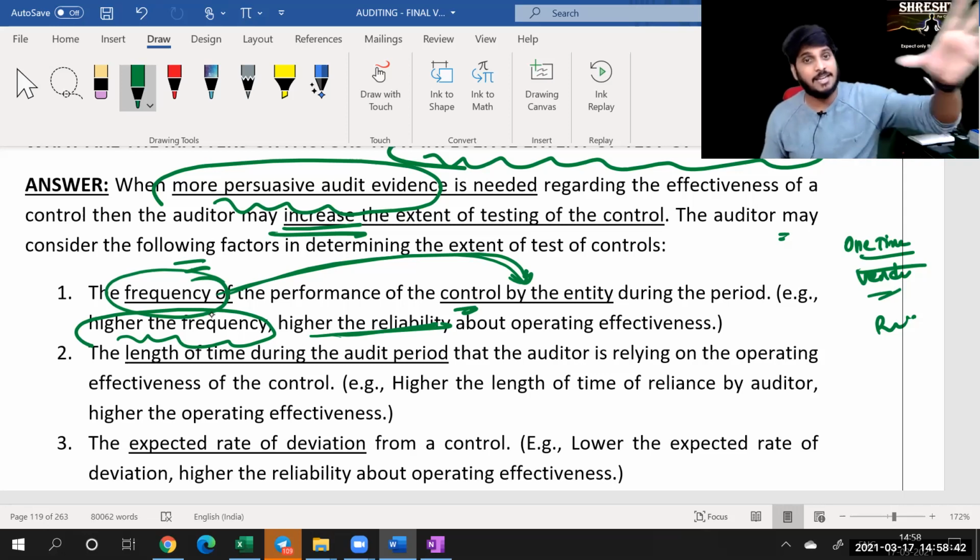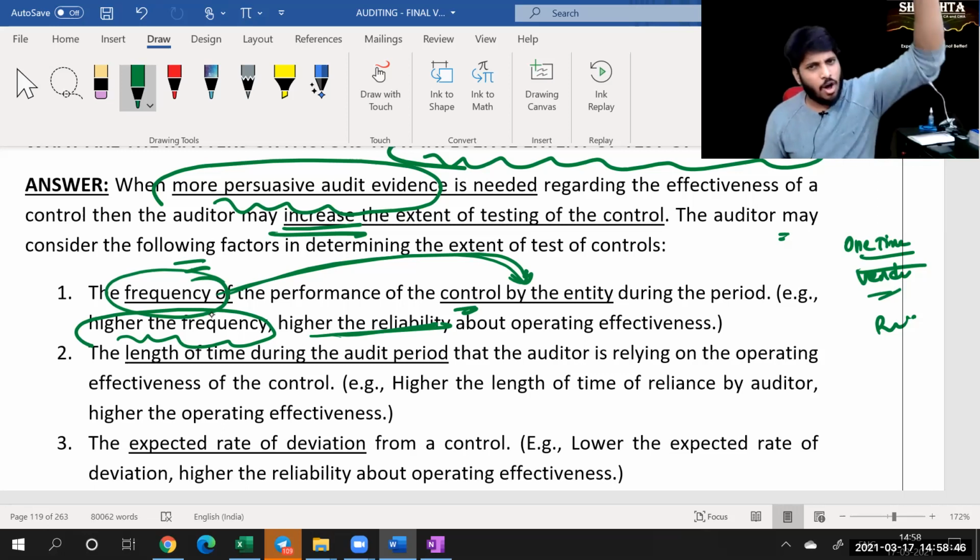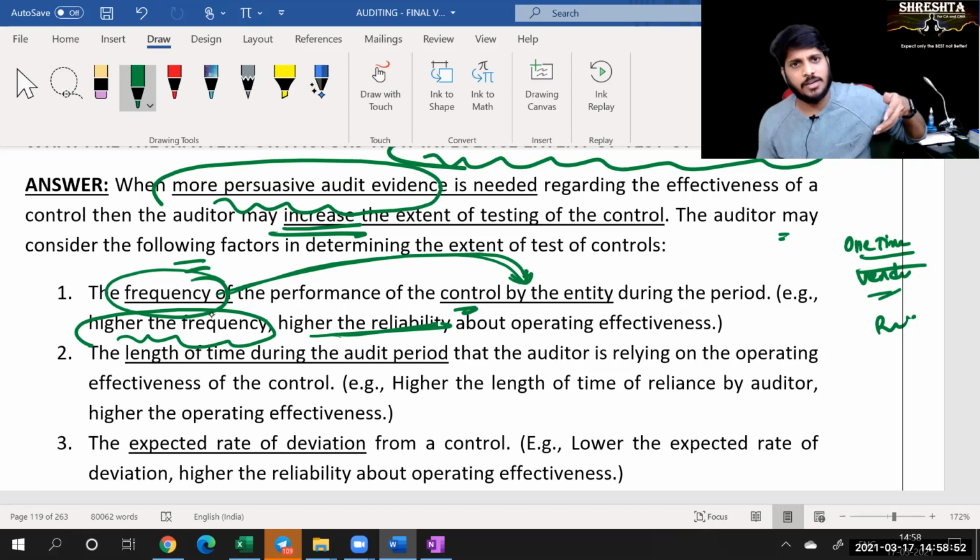Whenever a transaction is executed with that vendor, we check all the processes and rules and regulations, and only then we make the purchase accordingly. The purchase is also processed in the same manner. There I will have more reliance as an auditor. For a one-time vendor, I will have less reliance.